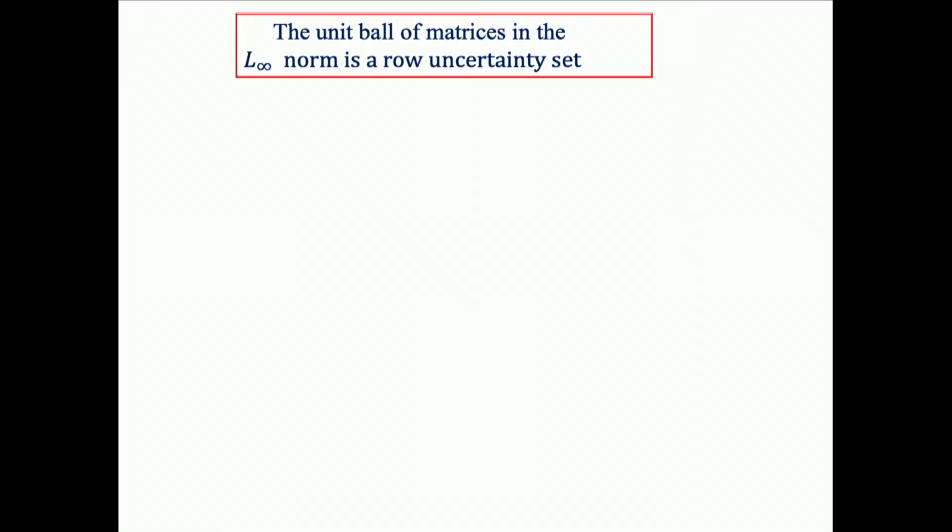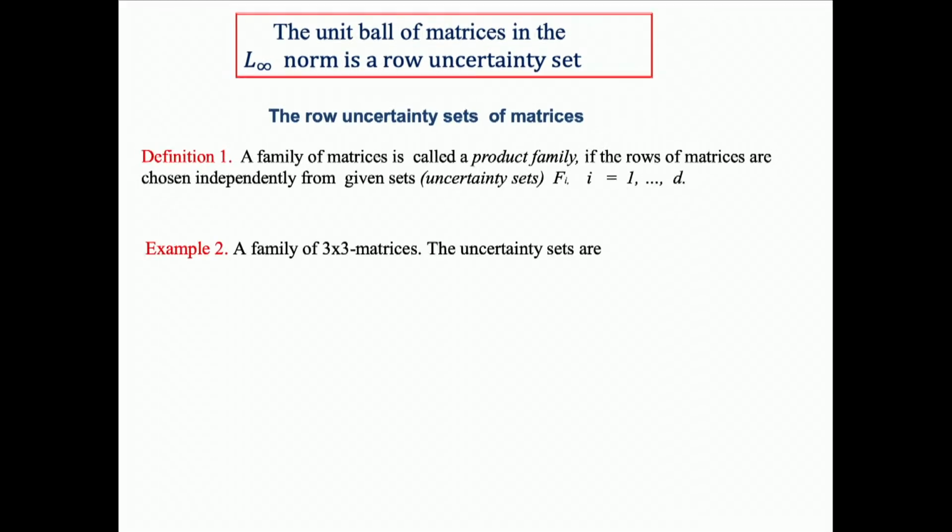And we come to the concept of the so-called family of matrices with row uncertainty sets. It was introduced in the joint work of Yuri and Vincent Blondel. Such a family consists of matrices in which all rows are taken independently of each other from special sets. So the sets are fixed, and they're called uncertainty sets.